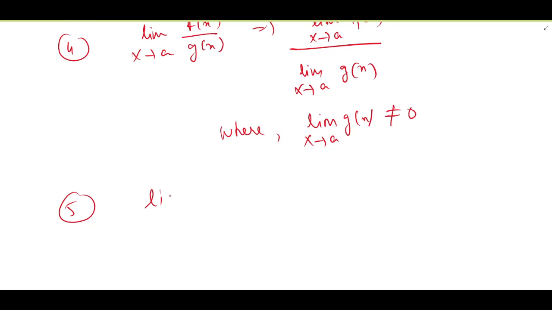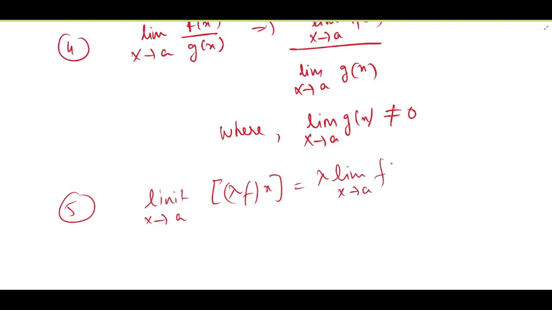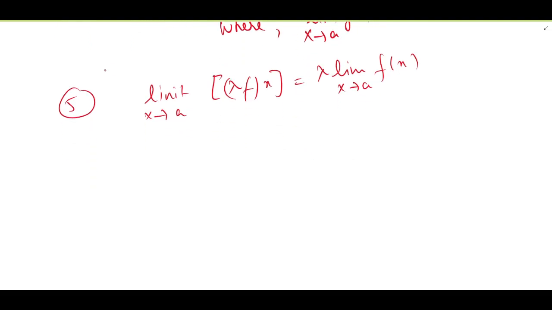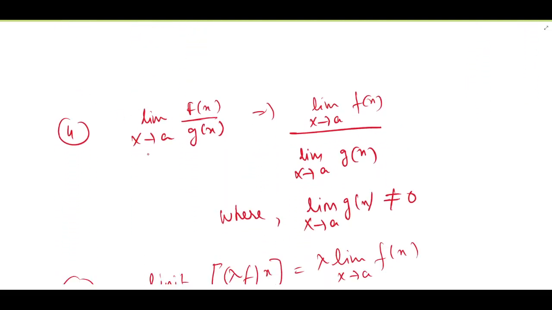and this is a scalar multiplication of a function. So limit x tends to a, and this lambda is a scalar, f of x is equal to lambda times limit, so we take the scalar out and take the limit of a function. So this was about algebra of limits.